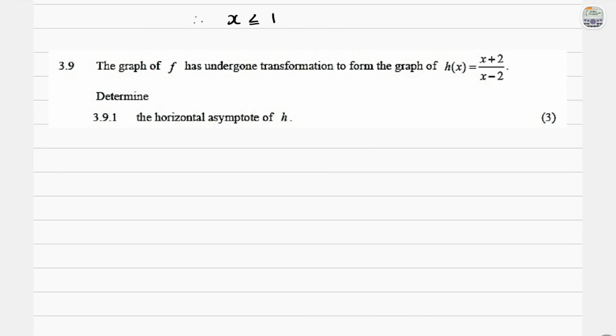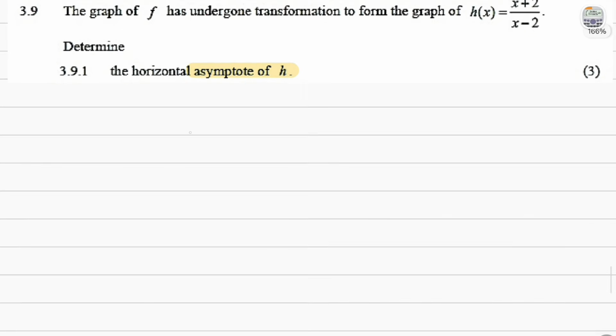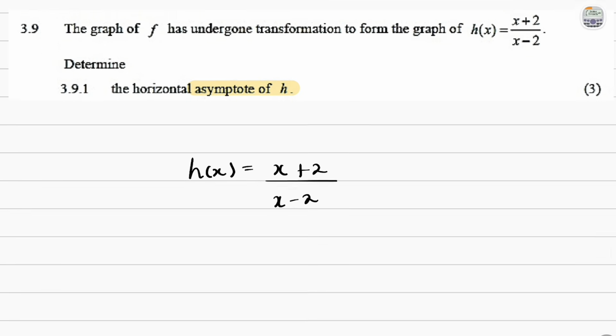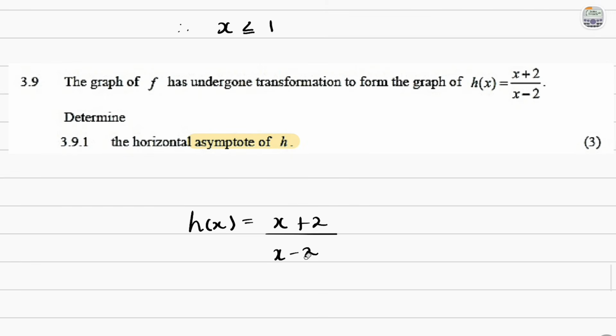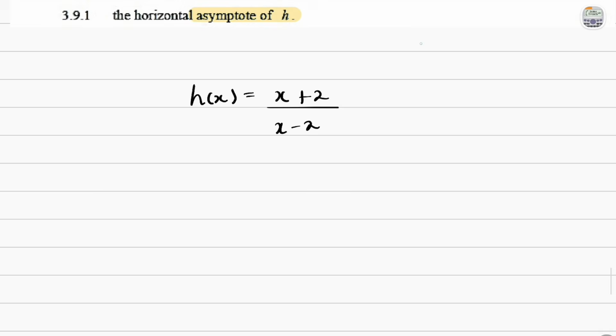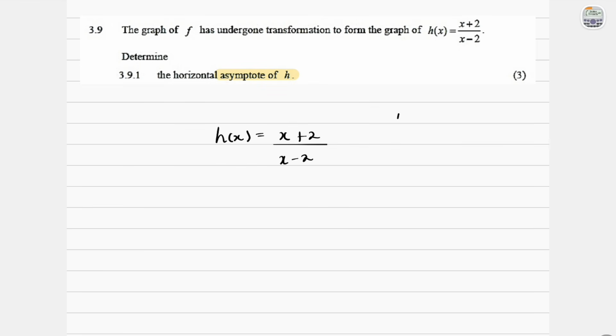Question 3.9 says, the graph of f has undergone transformation to form the graph of h. Determine the horizontal asymptote of h. To find the horizontal asymptote, remember this is a hyperbola, and you can see it's a hyperbola because of that denominator. So to get it written in the form of y equals a over x minus p plus q, this is what we need to do to it.